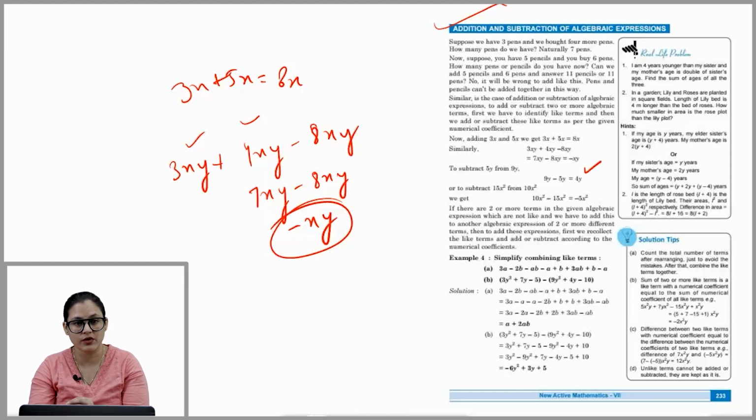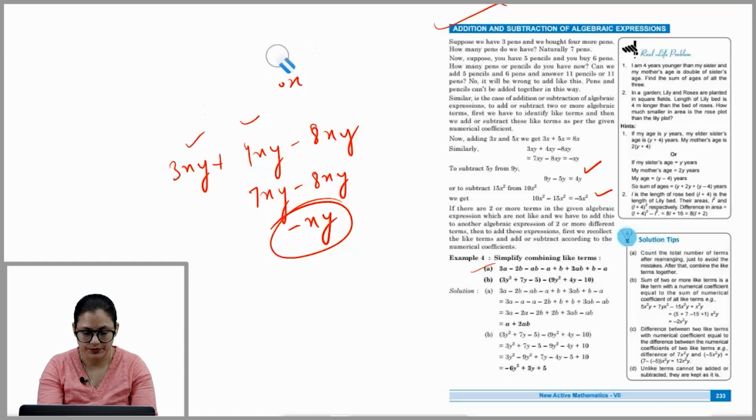To subtract 5y from 9y, 9y minus 5y is equal to 4y. Or to subtract 15x square from 10x square is what? Minus 5x square. If there are two or more terms in the given algebraic expression which are not like, and we have to add this to another algebraic expression of two or more different terms, then to add these expressions, first we collect the like terms and add or subtract according to the numerical coefficients. Example 4, simply combining like terms. In this question, terms are given, so what we'll do is combine like terms. See how.